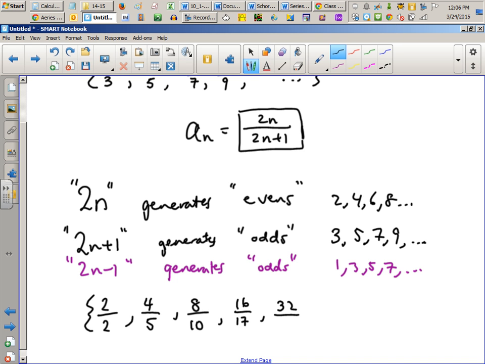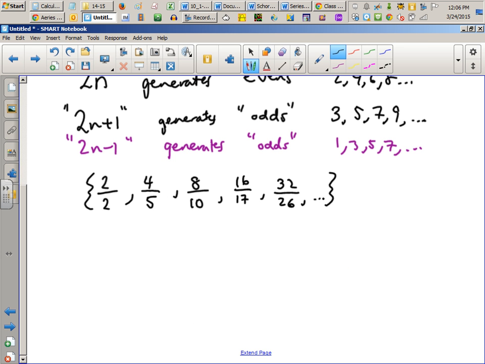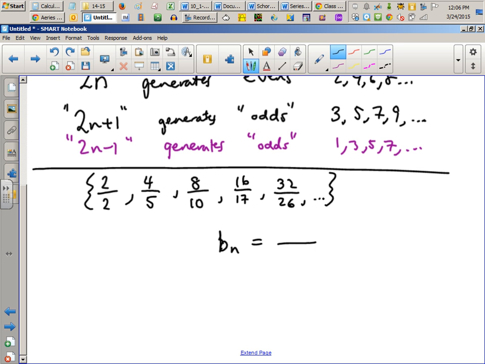32 over 26. Ooh, now it's getting harder. Your job is to create a formula. It doesn't have to be called A sub n, we can call it B sub n this time. Create an explicit formula or explicit rule, something that could generate the 99th number in a heartbeat. How would you do it?